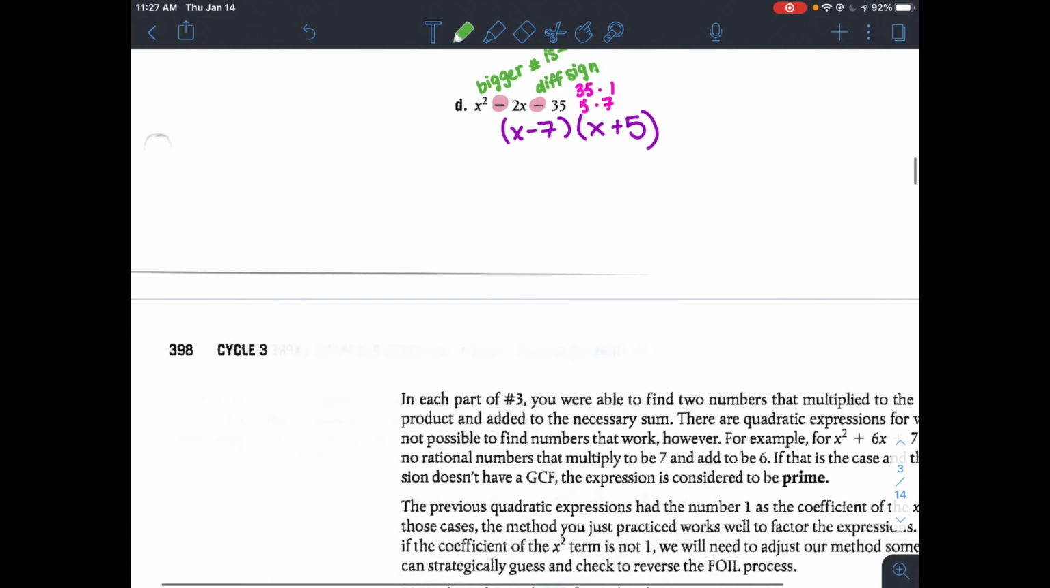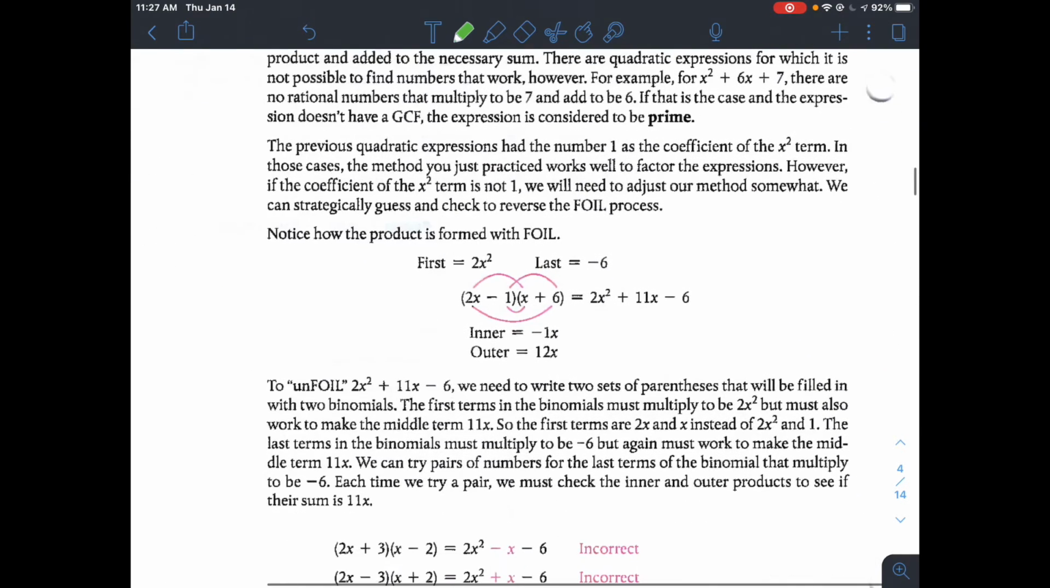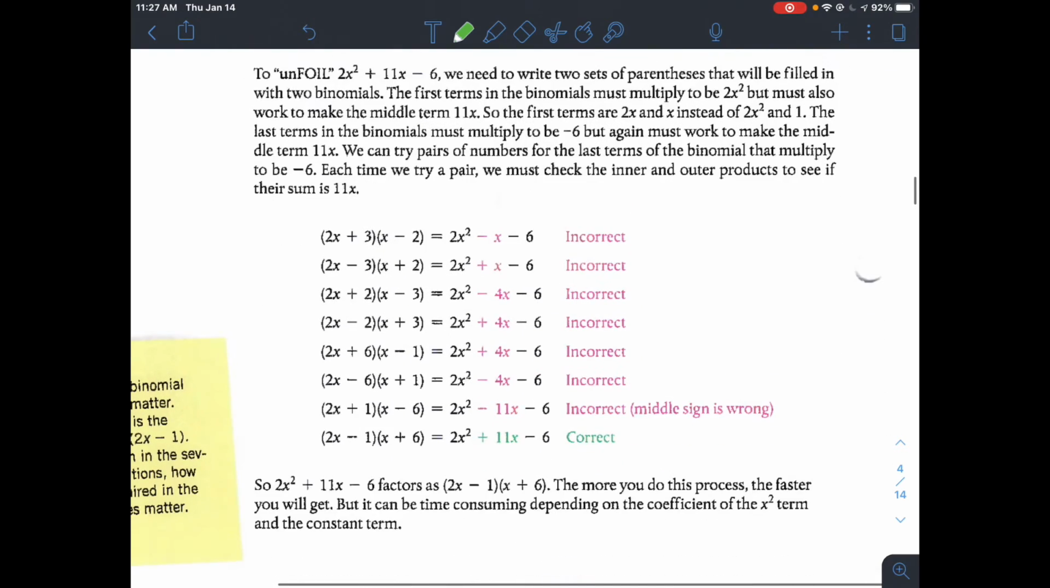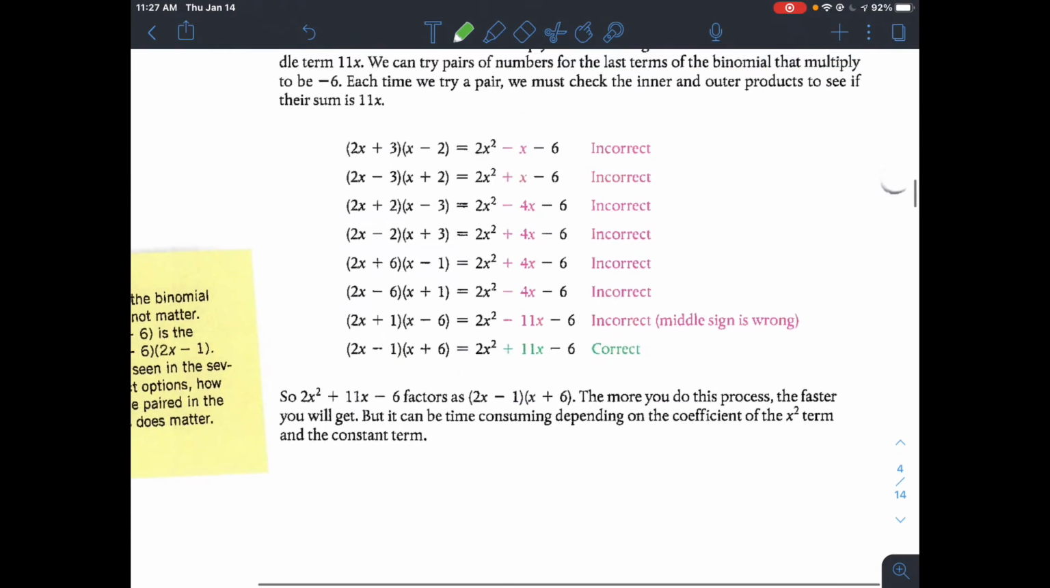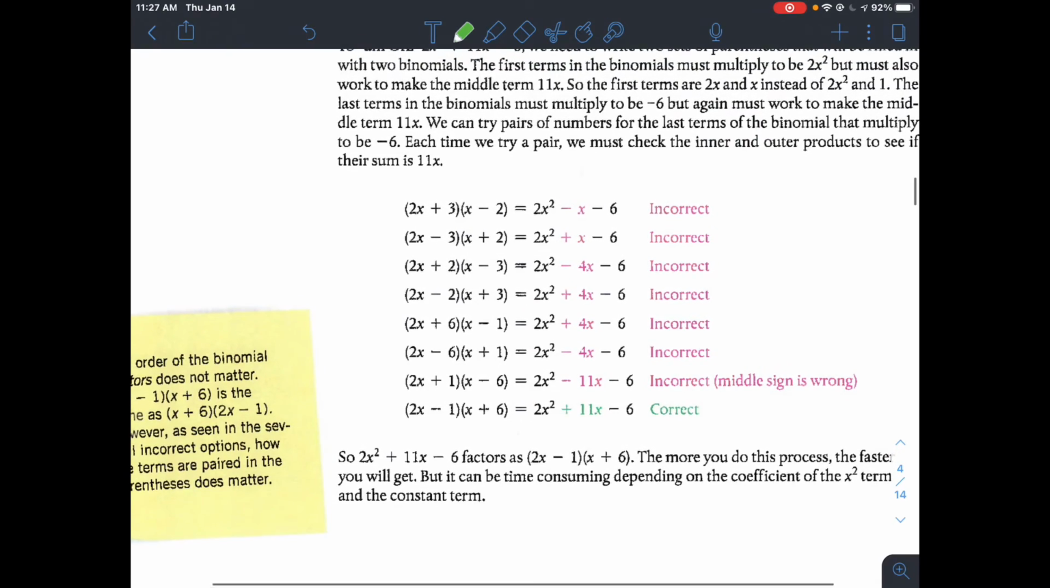All right. And then moving right along, some more reading for you if you're still getting a little bit confused. Some answers. They're going over the guess and check method on this one. Always a fantastic option.